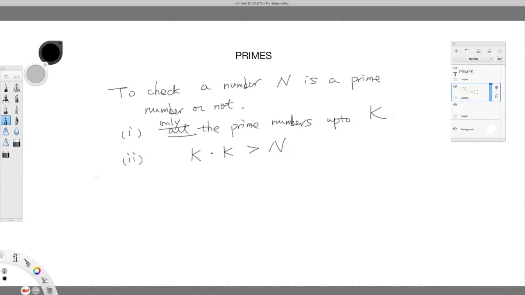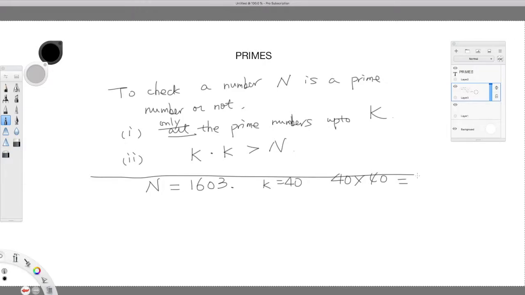So let's use some concrete example, okay? Let's say n equals 1603. Then let's estimate what this k is. When k equals 40, 40 times 40 is already 1600. So you can be very certain that you only need to check all the prime numbers 2, 3, 5, all the way to 40, which is 37. That's the last prime number you need to check.